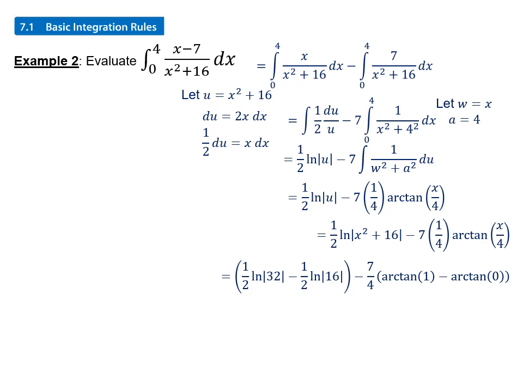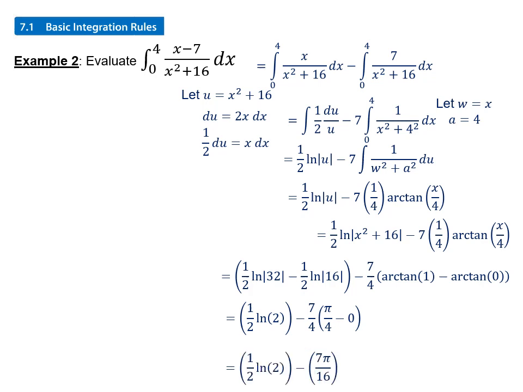And now we just plug in the 4 and the 0. So 4 squared, 16 plus 16 is 32, minus 1/2 natural log of 0 plus 16, so natural log of 16. When we subtract, well, we can pull out the 1/2, and then when you subtract, you divide, so that's 1/2 times the natural log of 32 divided by 16, which is the natural log of 2. Arctan of 1 is pi over 4, arctan of 0 is 0. And that's about negative 1.02787. So to 3 places, negative 1.027 truncated, or negative 1.028 rounded.